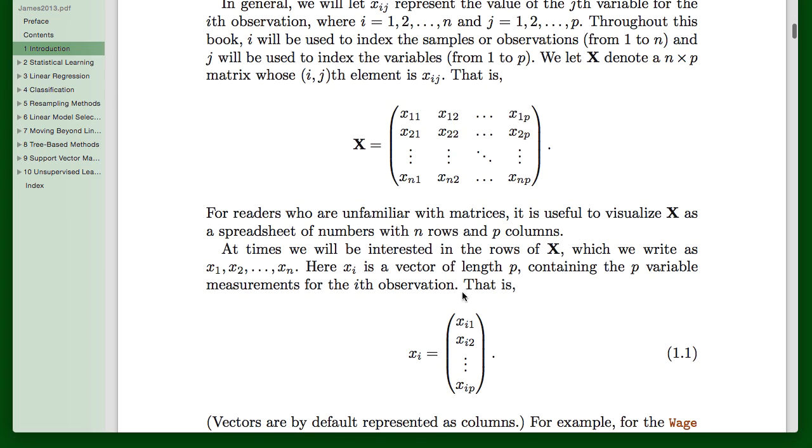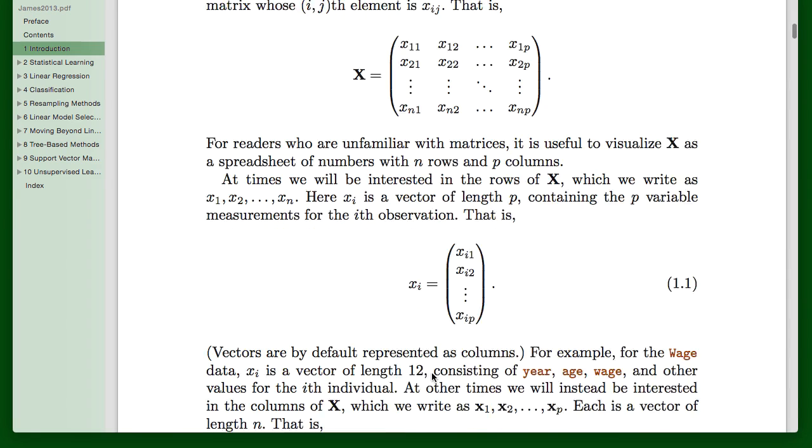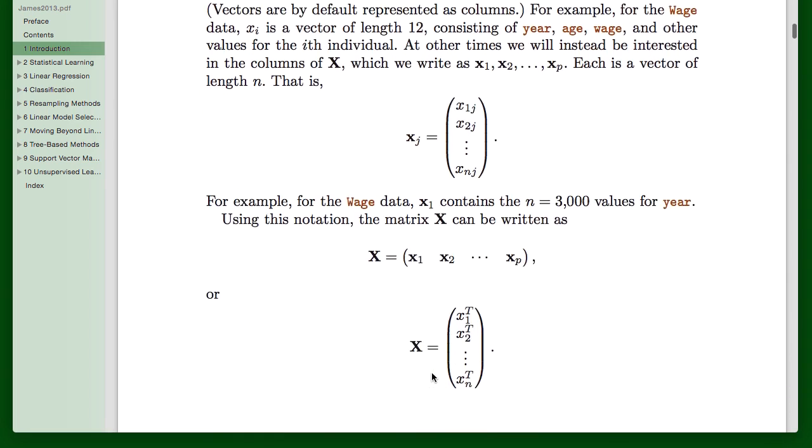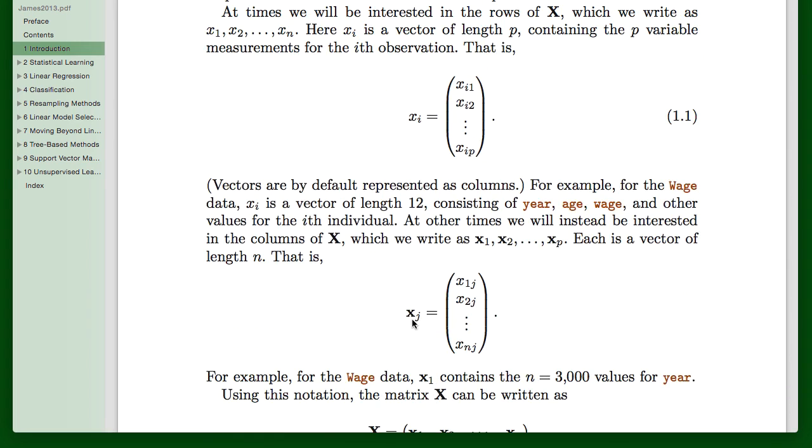Then there's the notation, which is peculiar to this book for vectors. And I say it's peculiar because it's typical to note vectors with a lowercase boldface letter. And here they're denoting a vector as a lowercase letter that is not boldface. Also, they're saying that by default they're columns. And so this requires us to know, so here we see a vector being noted.